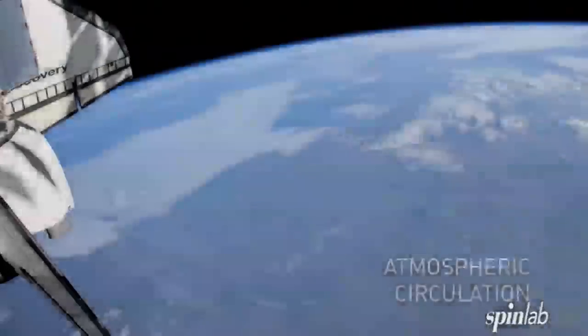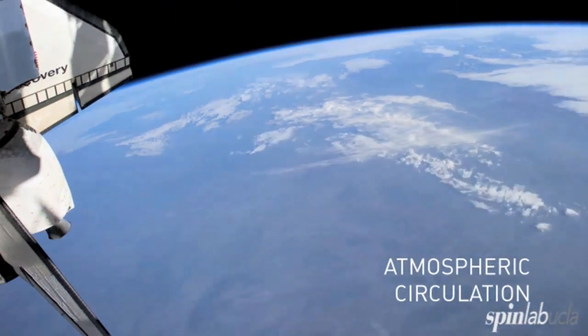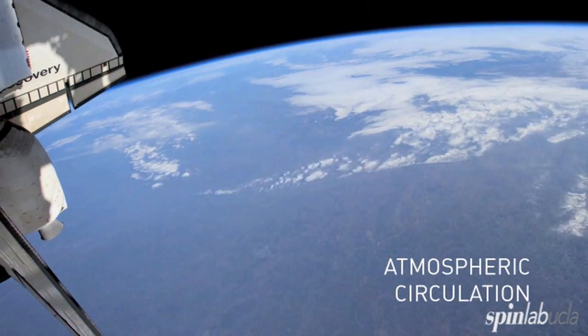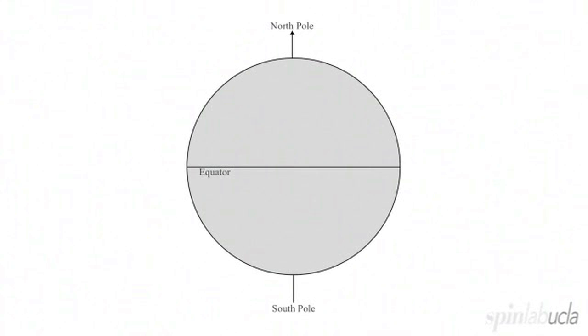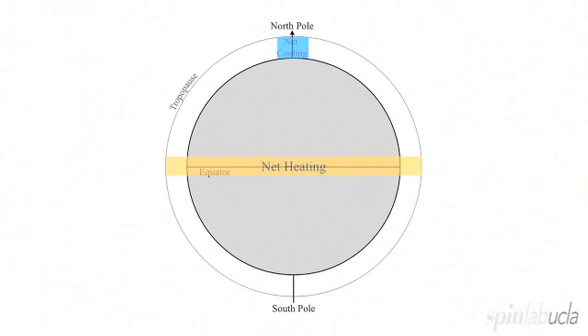In the next set of experiments, we're going to consider how a planet's atmosphere circulates and overturns in time. Now let's try to understand the basic circulation occurring in Earth's atmosphere. The atmospheric circulation is driven by a difference in heating at the equator versus at the poles. On average, the poles are colder than the equator.